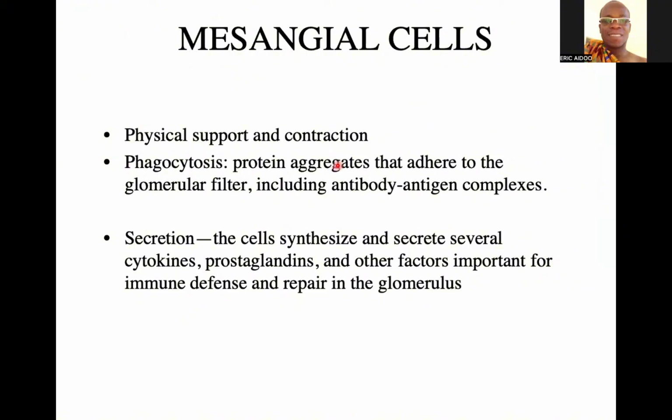Mesangial cells, what are their functions? They are for physical support and then contraction. They also phagocytose substances like protein aggregates that adhere to glomerular filters, including antibody-antigen complexes. Then for secretion, the cells synthesize and secrete several cytokines, prostaglandins, and other factors important for immune defense and repair in the glomerulus.